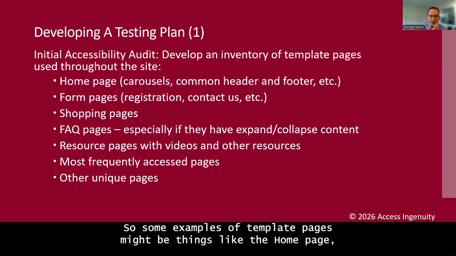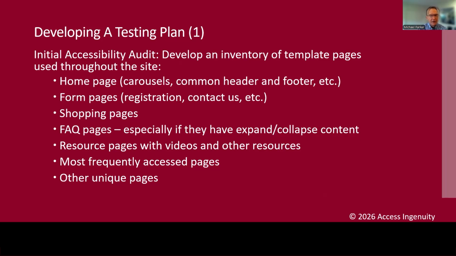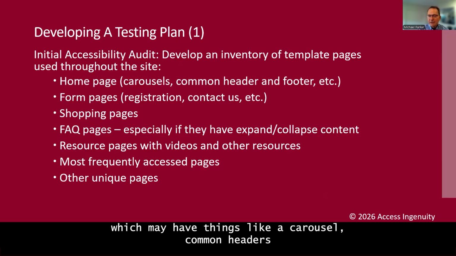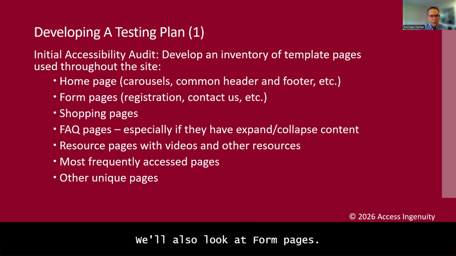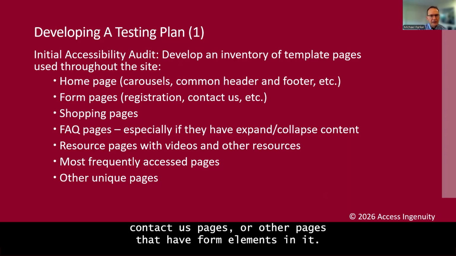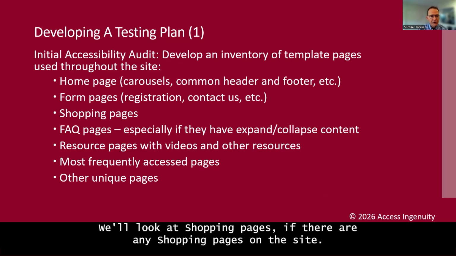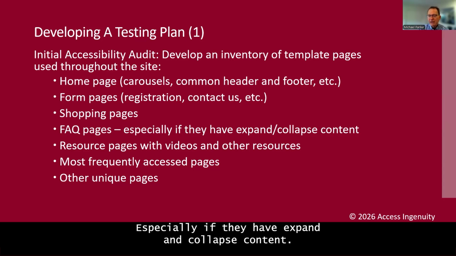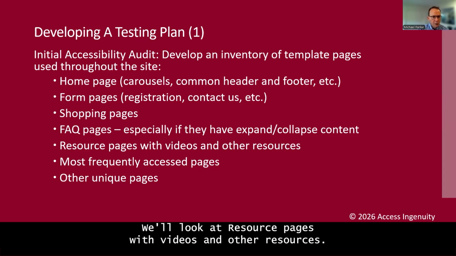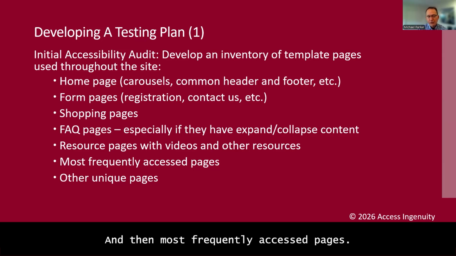So some examples of template pages might be things like the home page, which may have things like a carousel, common headers and footers, and other content that's kind of unique to the home page. We'll also look at form pages. So that'll be like registration pages, contact us pages, or other pages that have form elements in it. We'll look at shopping pages, if there are any shopping pages on the site. And we'll also really try to focus in on things like FAQ pages, especially if they have expand and collapse content. We'll look at resource pages with videos and other resources, and then most frequently access pages.